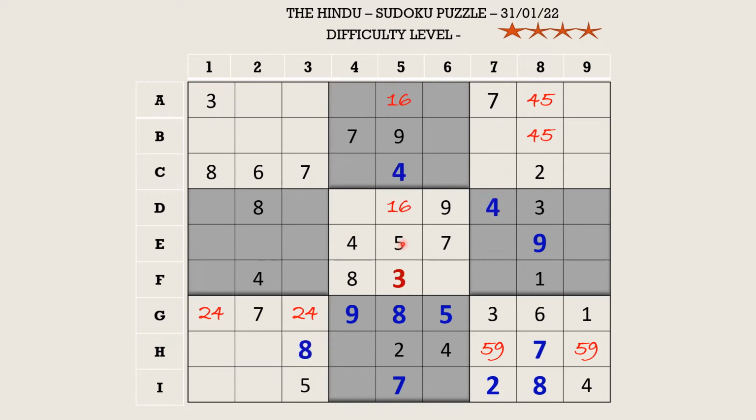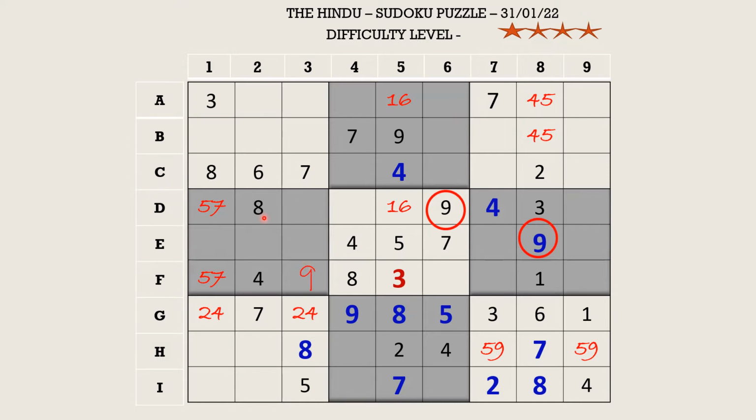There is a 5, 7 blocking these 3 cells. There is a 5 and a 7 in column 3 which is blocking these 3 cells. So D1 and F1 takes 5, 7 pair. There is a 9 which is blocking this cell. There is a 9 here which blocks these 3 cells. So F3 takes 9.